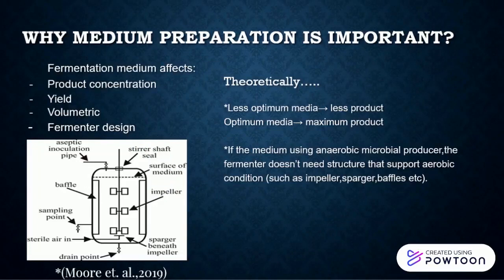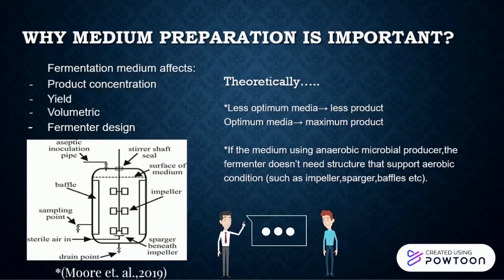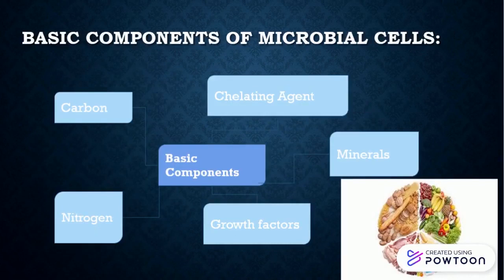Medium preparation is a crucial process, as the fermentation medium could affect resultant product concentration, yield, volumetric productivity, and fermenter design. Theoretically, less optimum media produce less product, while optimum media produce maximum product. Media utilizing anaerobic microbes don't need fermenter conditions that support aerobic growth, such as impellers and spargers to improve aeration. Like other living organisms, it is essential for microbes to obtain macronutrients and micronutrients. Media formulated for microbial growth usually require carbon, nitrogen, growth factors, minerals, and chelating agents.